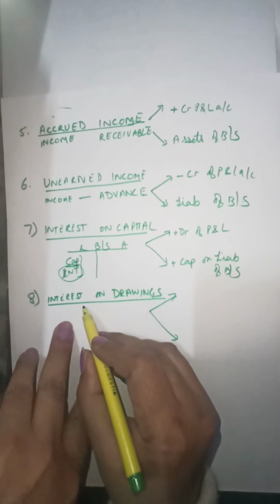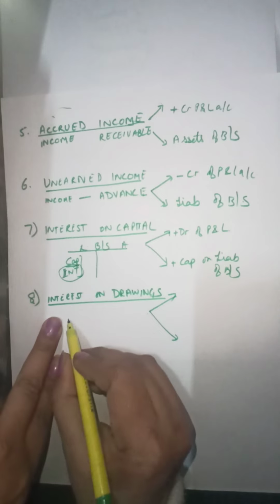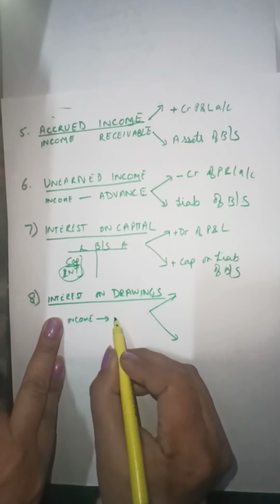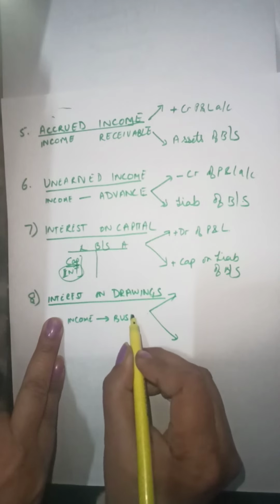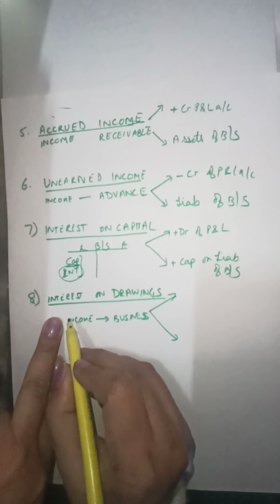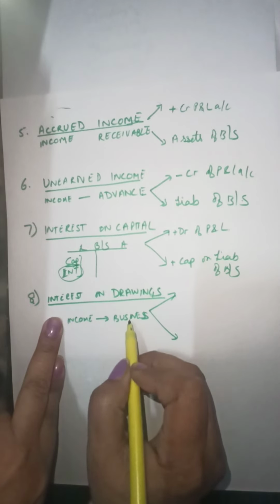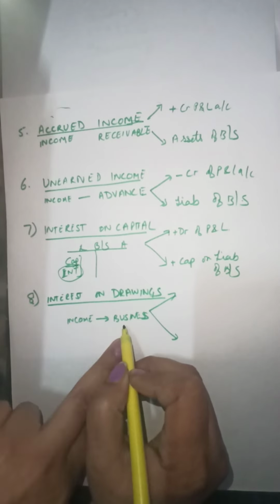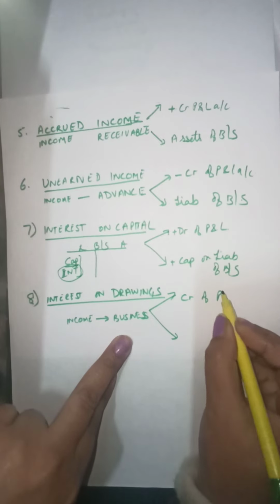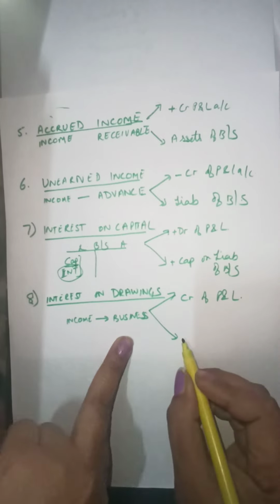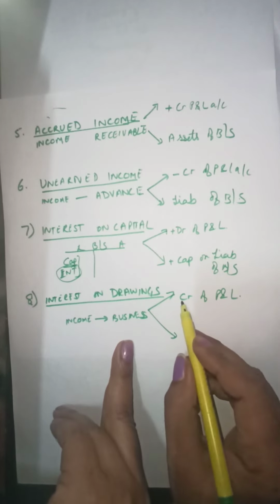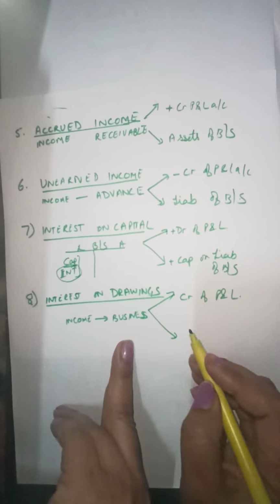So when this interest is paid by the businessman, it will be income for the business. Why? Because the businessman is paying this interest to the business. So for the business, it is income. Income means the credit side of the P&L account. Like all the other incomes, this interest is also an income for the business.